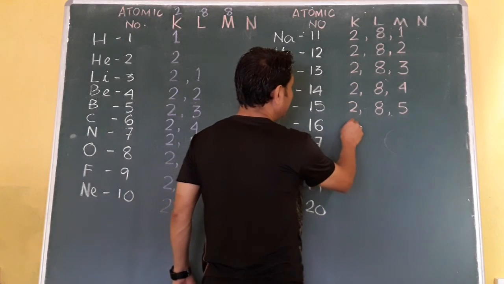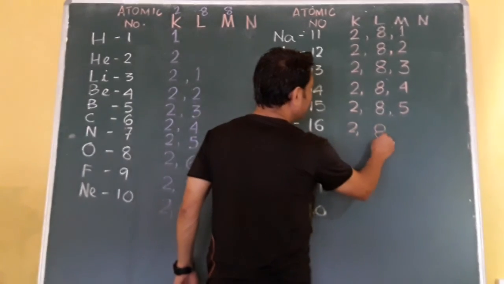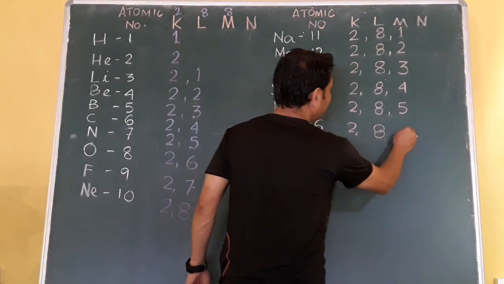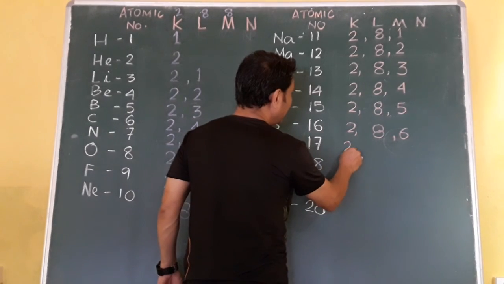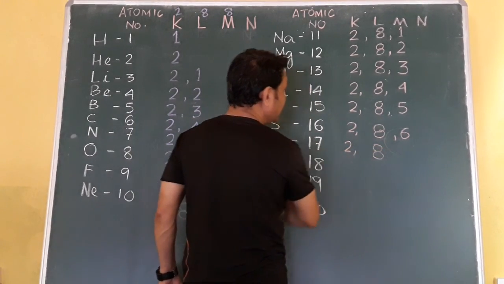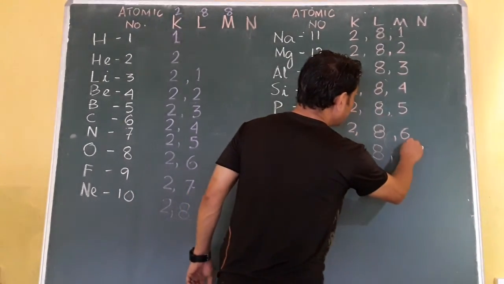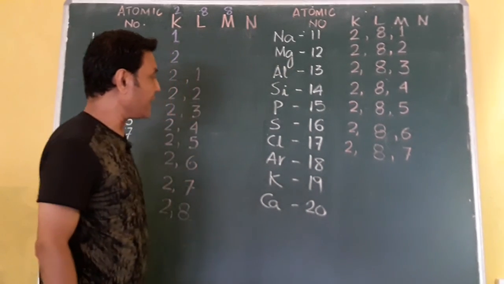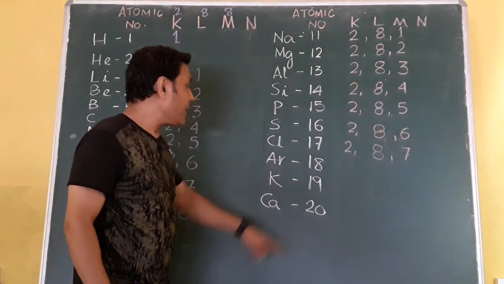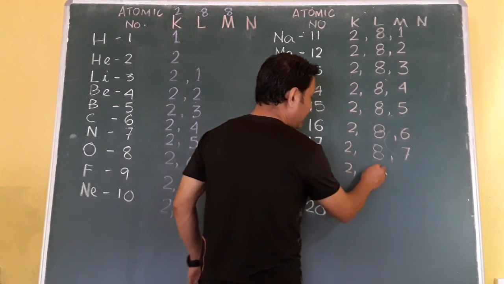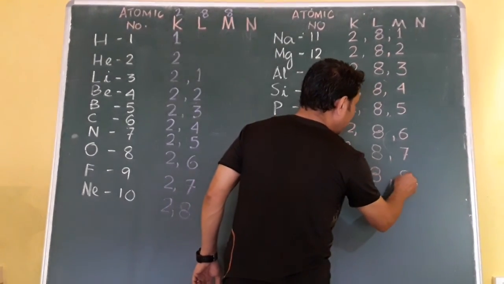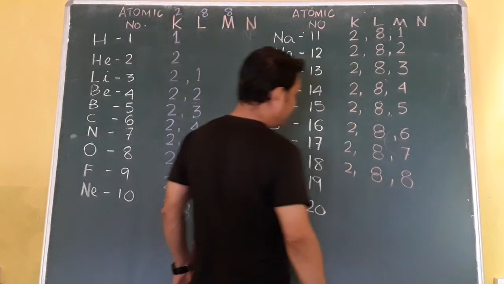Similarly, we come to sulfur. 2, 8, and the remaining 6 in the third shell. Chlorine 17. 2 electrons in the first shell, 8 electrons in the second, and in the third, the remaining 7. Now, we come to argon. 2 in the first, 8 electrons in the second, and the remaining 8 in the third.